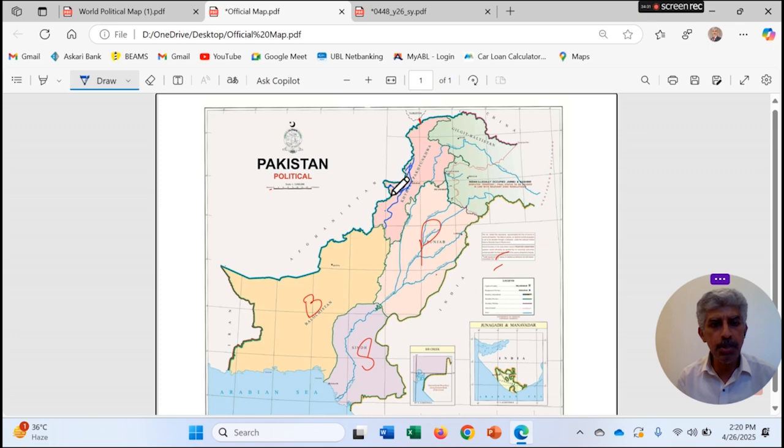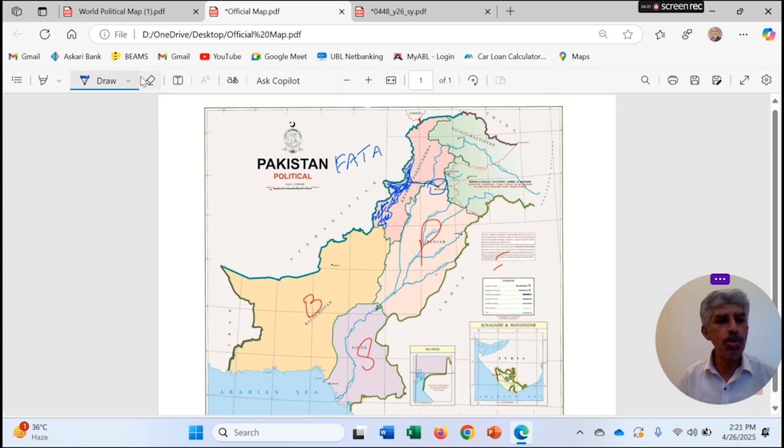This was named as FATA previously. FATA stands for Federally Administered Tribal Areas. I mean, this shaded area was not part of Khyber Pakhtunkhwa, but it was being directly administered or controlled or governed from Islamabad, the capital. But in 2018, this whole region was merged into Khyber Pakhtunkhwa, and now there is no such region as FATA. FATA has become the part of Khyber Pakhtunkhwa now.